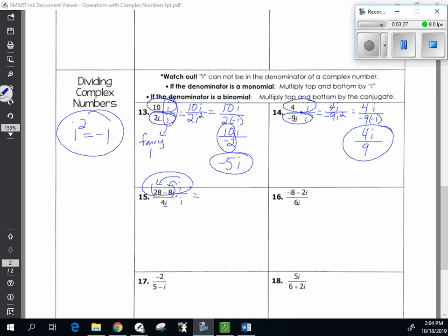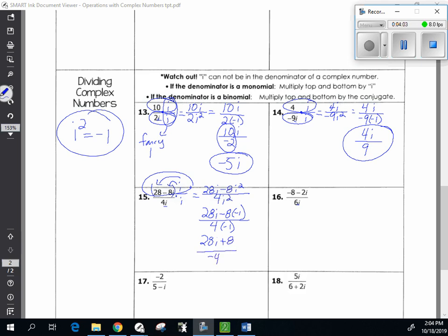That's going to be 28i minus 8 is fine, and then i times i is i squared, over 4i squared. Guess what I do from here? Of course, I am going to replace i squared with -1. So I have 28i minus 8 times -1 over 4 times -1. So I have 28i plus 8 over -4.